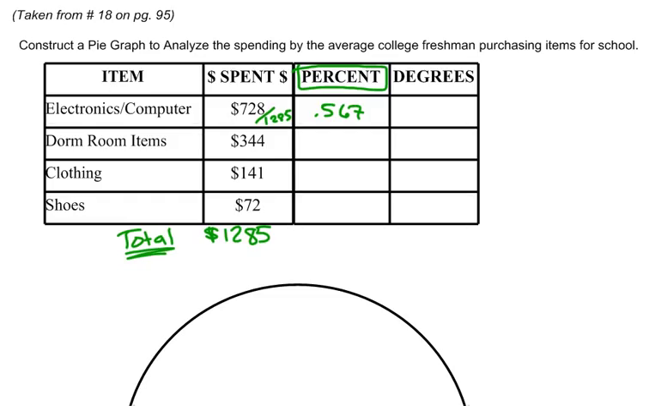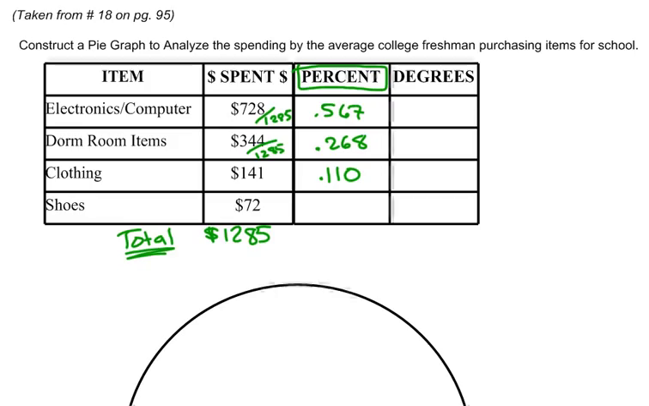The dorm room items was $344. We divide that by 1285, and that's going to give us a percentage of what we would round to 0.268. For clothing, $141 divided by 1285 is going to give us what rounds off to be 0.110. It was 0.109 something, and we round up to 10, so we get 0.110.